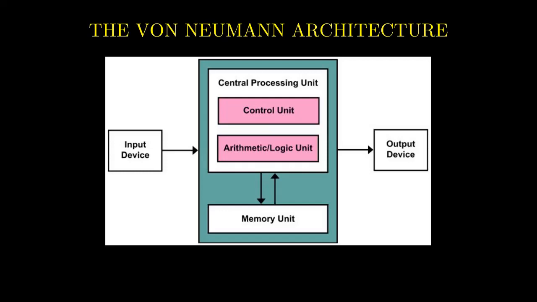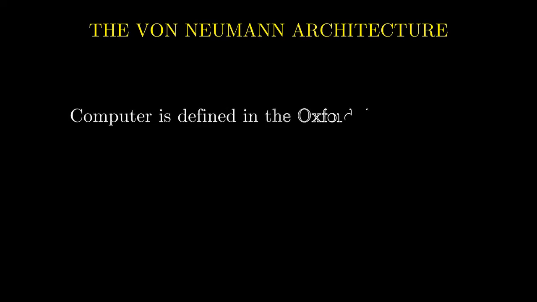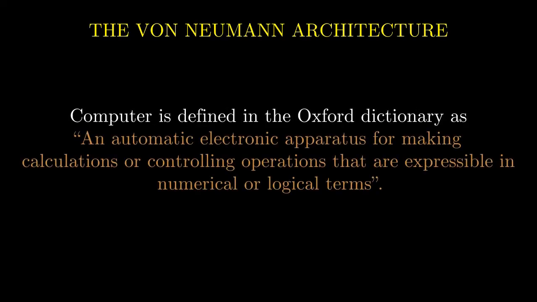This is the architecture proposed by von Neumann. We will discuss it later in the video. In the Oxford Dictionary, computer is defined as an automatic electronic apparatus for making calculations or controlling operations that are expressible in numerical or logical terms.